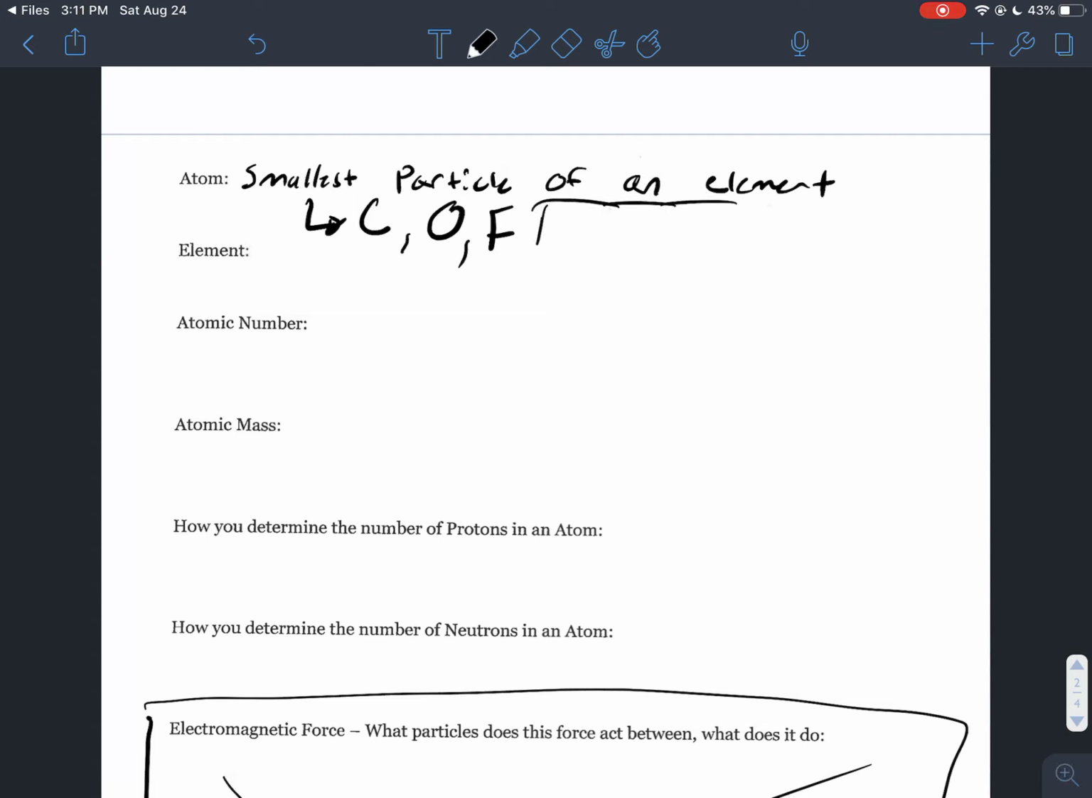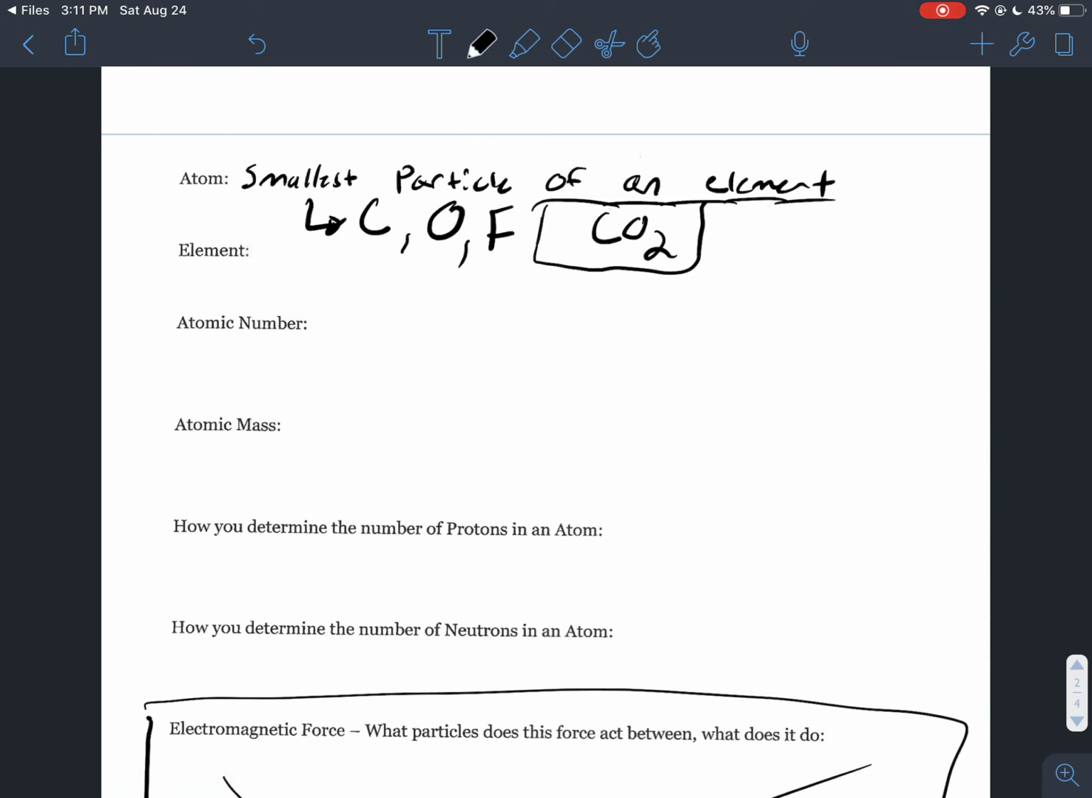I'm going to make myself a little box. I want you to do it too. You cannot say that this is an atom of CO2. That's called a compound. We're going to get into that later this week, early next week. That's a compound, okay? Atoms are the smallest particle of a single element.